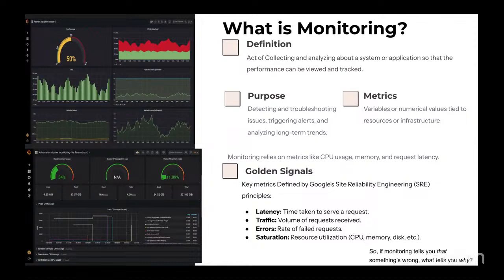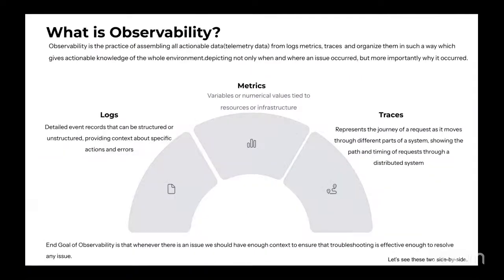Why is my application having high errors? Why is the user complaining that my website is slow? But monitoring does not tell you why. So what tells you why? That's when we now come to observability. Observability in practice is collecting all this actionable data and organizing it in such a way that gives knowledge of the whole environment, depicting not only when and where an issue occurred, but importantly why it occurred.